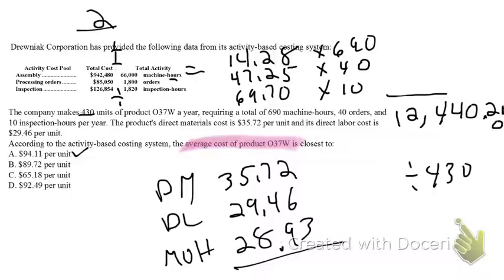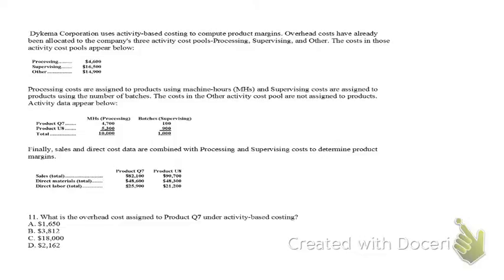Moving on to question number 3. This is question number 3. And we want the overhead assigned for product Q7. So we've got to find the total overhead that's involved for Q7. Processing was $4,600. I'm going to divide that by 10 grand. Where did I get the 10 grand? I'm getting that 10 grand from the total processing down there.